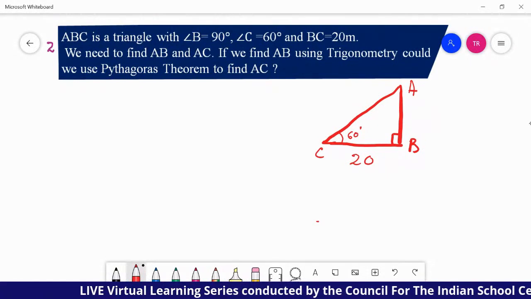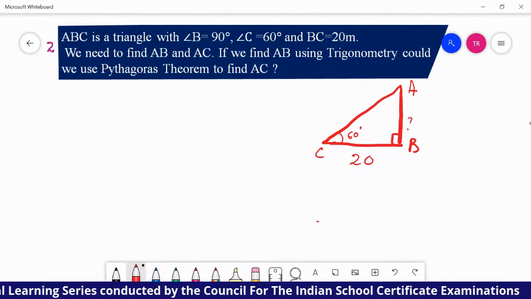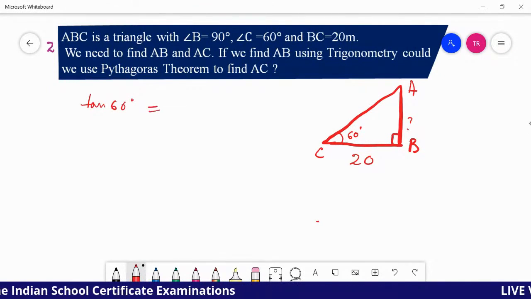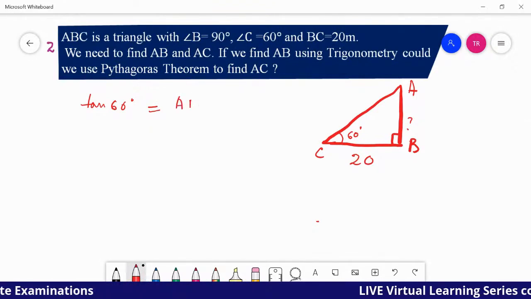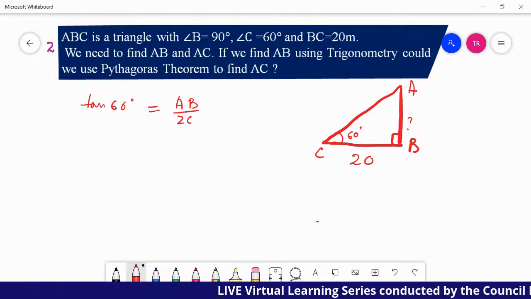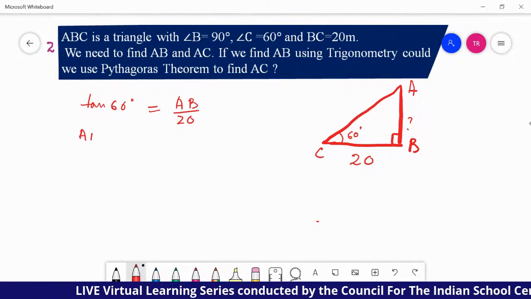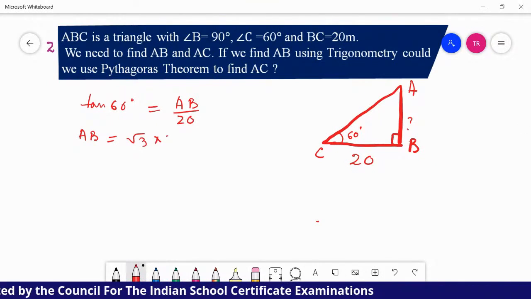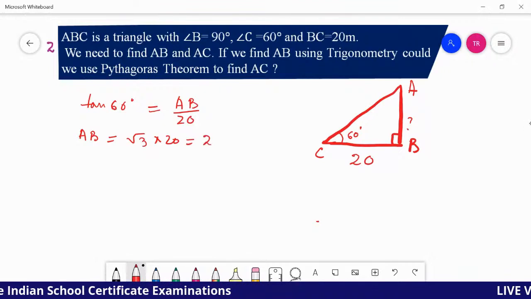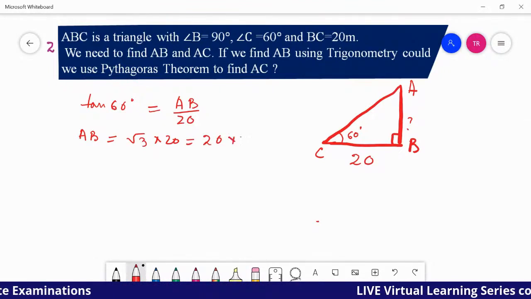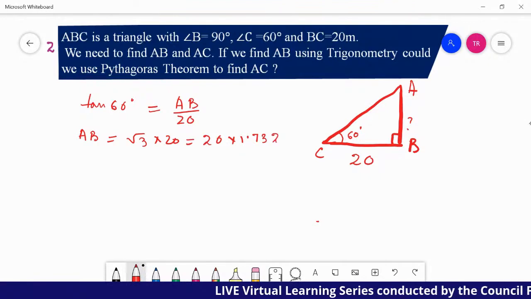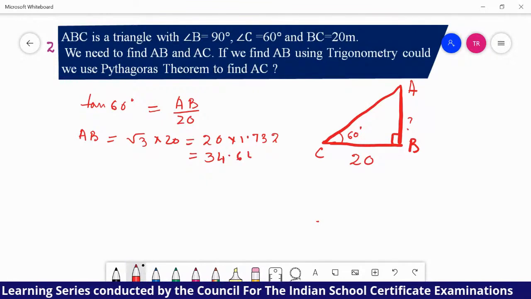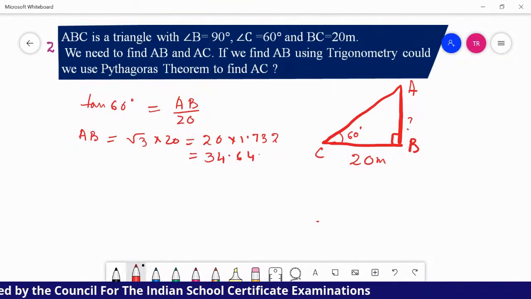Again, tan, because I need to find this. So tan 60 is equal to perpendicular over base. That is AB by base, which is 20. Therefore AB is equal to tan 60, which we know is root 3, into 20. So we are getting 20 into 1.732. If I multiply, we get 34.64. This was in meters, so this is meters.